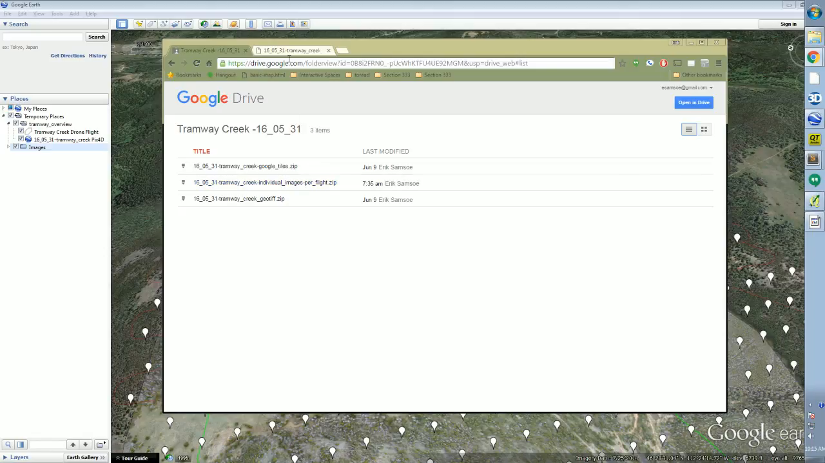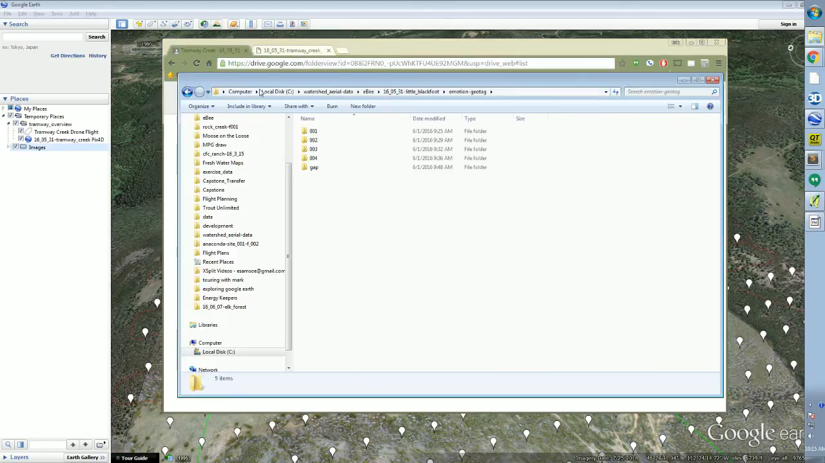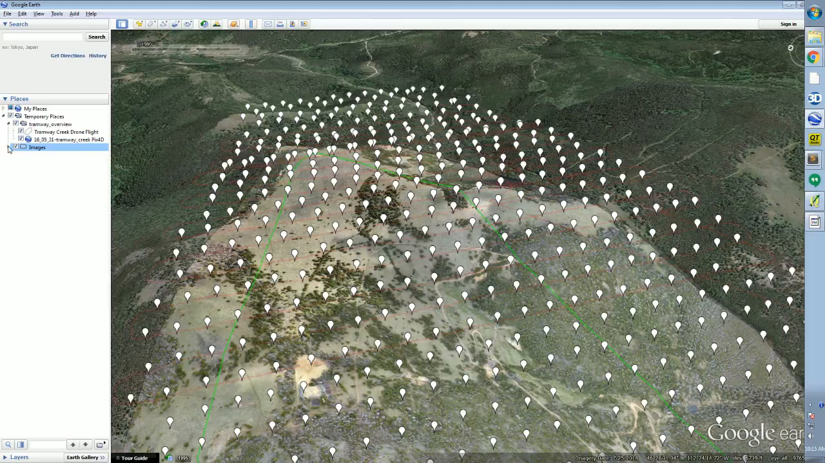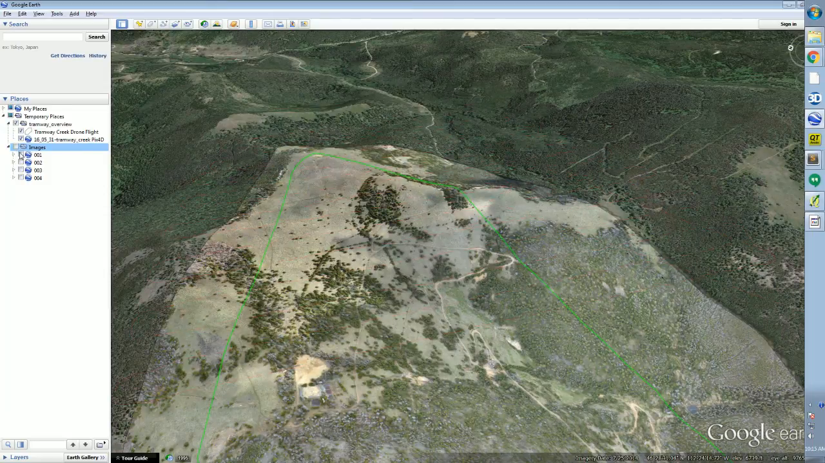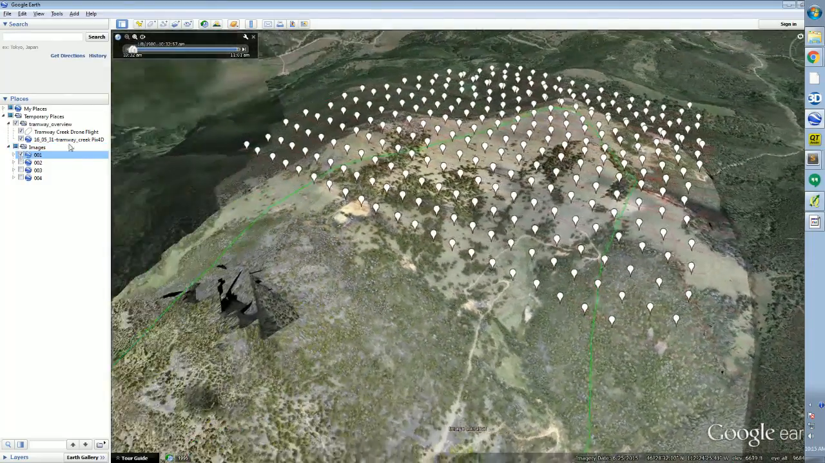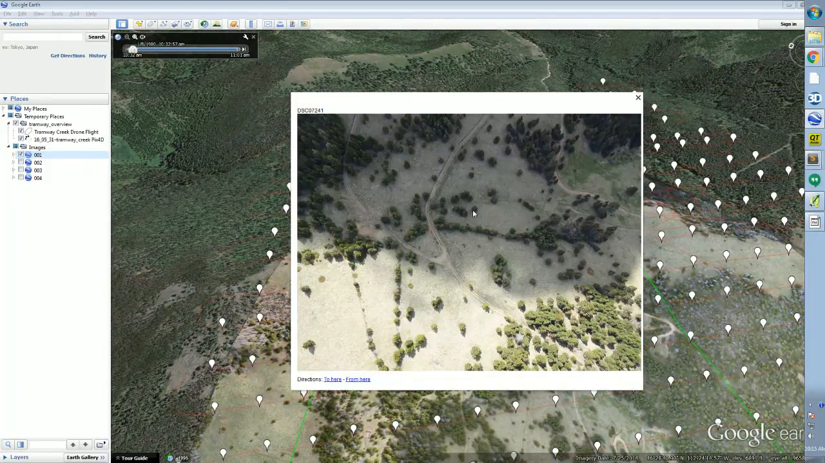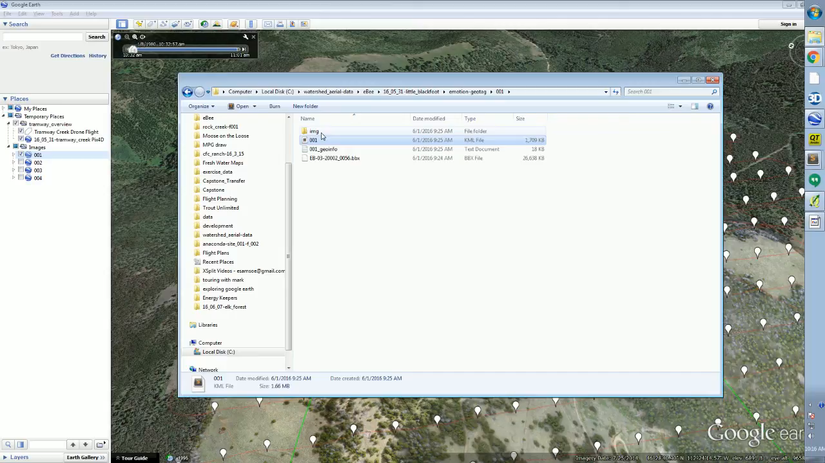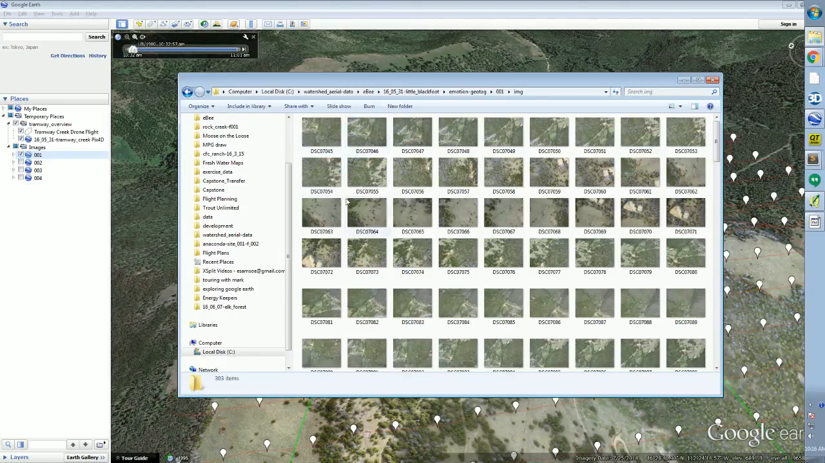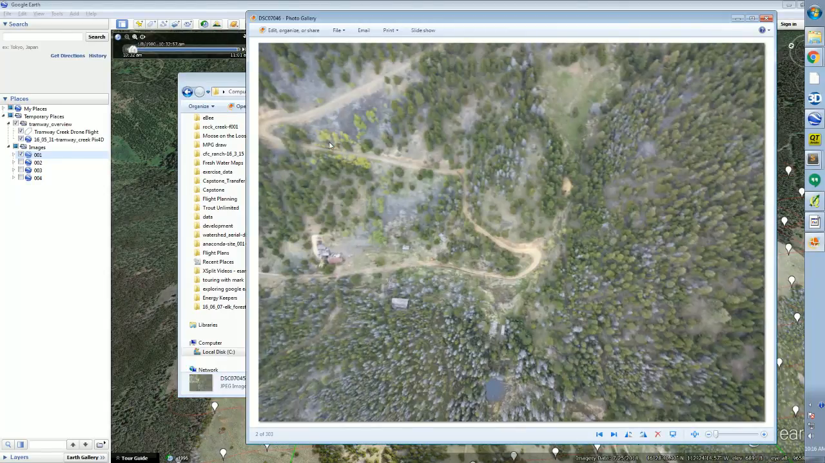The individual images per flight is this series of folders here: 1, 2, 3, 4. These are each of the flights that were taken. So there's a KML here which translates to, if I turn all this off, this is the first flight, and so then the series of images here. And then you can also go through and look at all of these images one by one if you'd like to.